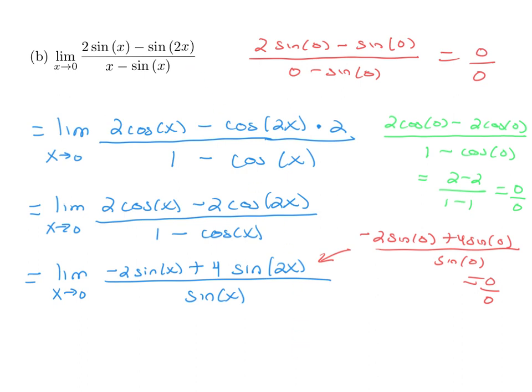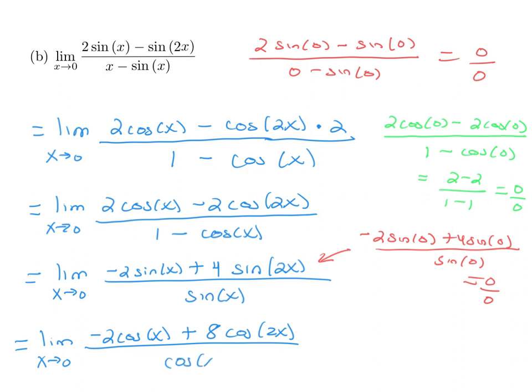So using L'Hopital's rule again, this is the limit as x goes to 0 of, okay, we have minus 2 cosine x. That'll be plus 8 cosine 2x. So why did it go to cosine? The derivative of sine is cosine. It was originally a 4, but by the chain rule, since another 2 came out, 4 times 2 gave me 8. And in the denominator, we have cosine of x.